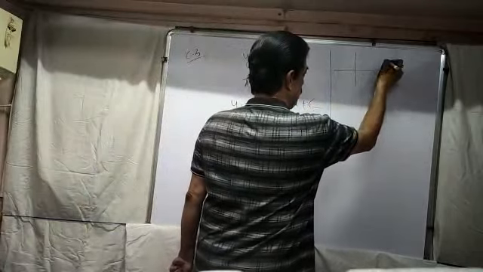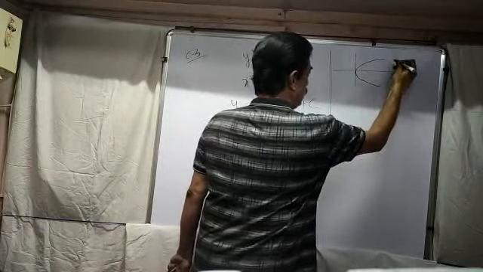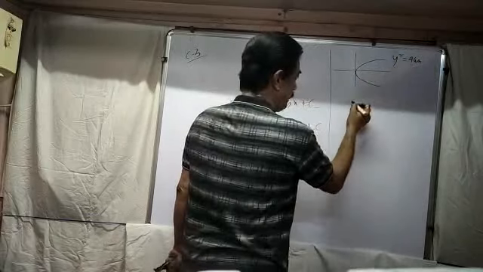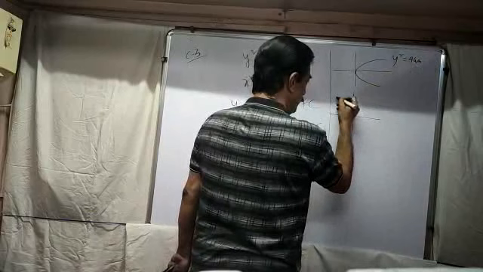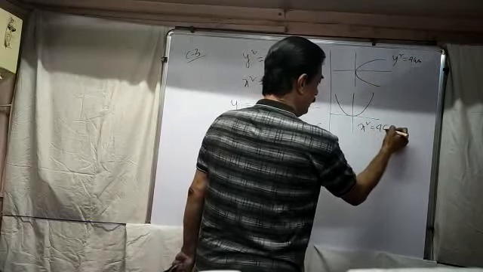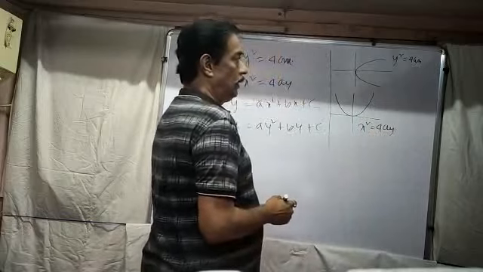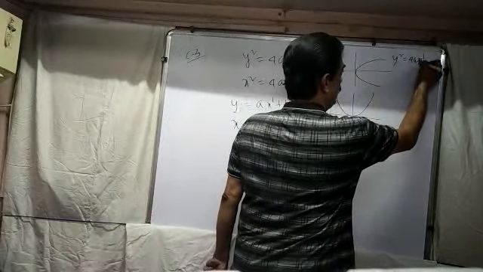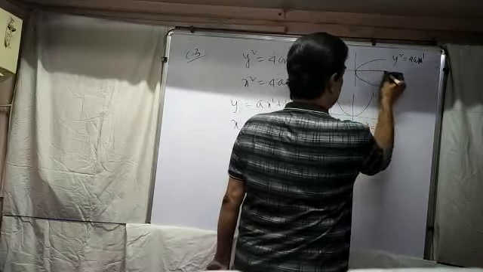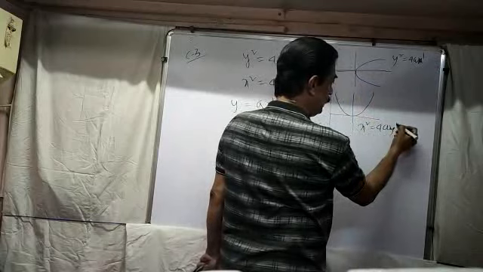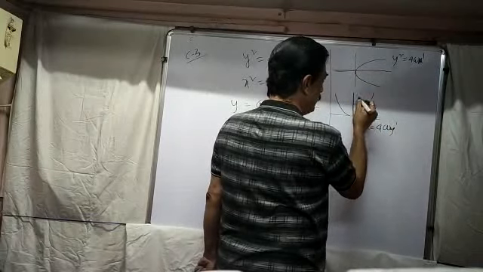These are the parabola. If I write this parabola, y square equal to 4ax, and if I draw this parabola, x square equal to 4ay. Remember, the maximum power of y is 1, so the x axis is the axis of the parabola. The maximum power of x is 1, so the y axis is the axis of the parabola.